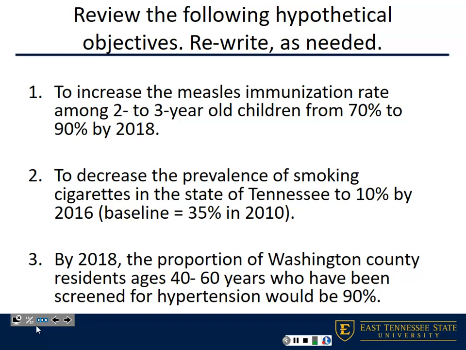Okay, it may help if we do the first one together, and then we sort of have a better idea what we're looking for. So let's start with the first one. Braden, you want to read the first one to us, please? To increase the measles immunization rate among 2 to 3 year old children from 70% to 90% by 2018. So what did you guys think of that?